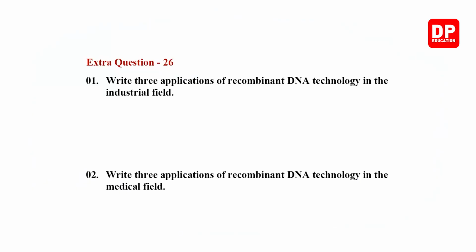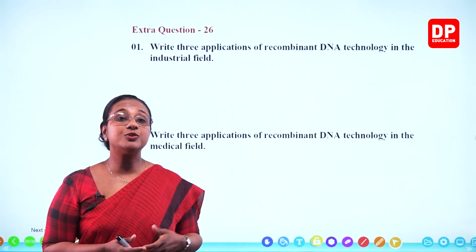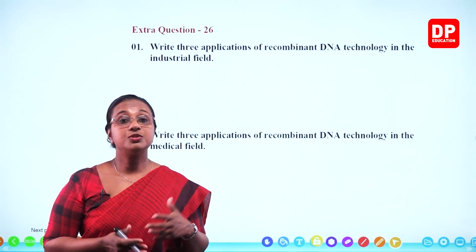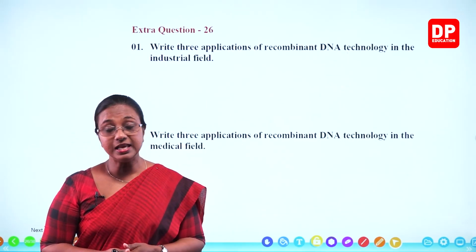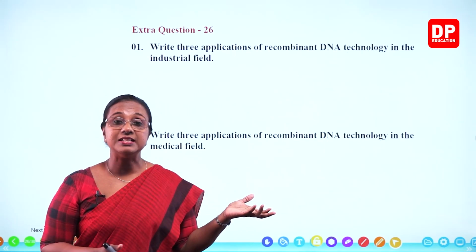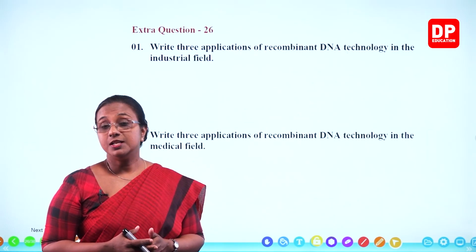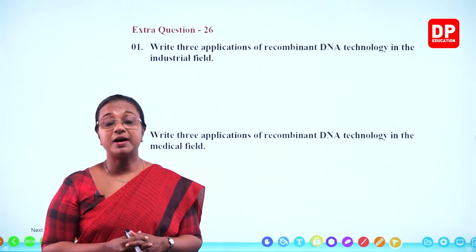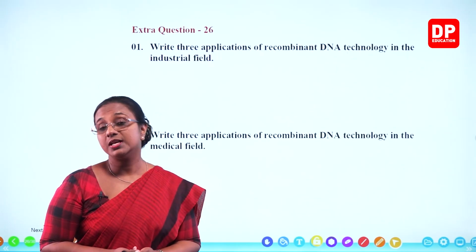Extra question 26. The first one, write 3 applications of recombinant DNA technology in the industrial field. So in the industrial field, now say if we need to get amylase enzyme. So the production of enzyme can be done using recombinant DNA technology, where you combine the gene that is responsible for the production of amylase, say into the gene of a microorganism, into the chromosome of a microorganism. So you get a recombinant DNA and then you can produce the enzyme.